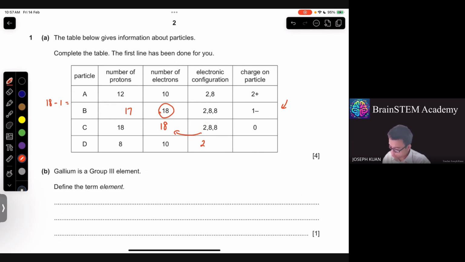And then finally, there are 10 electrons for D, so it will be arranged as 2,8. And then the charge of the particle depends on the number of electrons and protons. There are 2 more electrons than protons, creating a -2 charge.